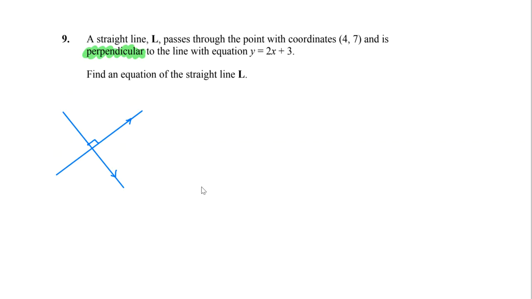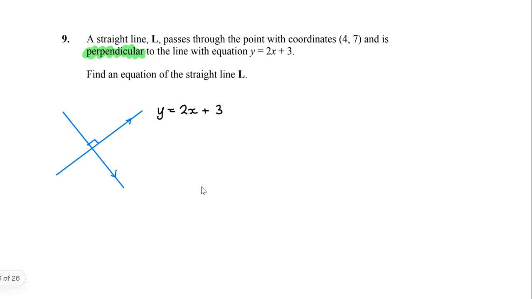So this line here, 2x plus 3, how do I know that's the 2x plus 3 line? Good, because it's going up. If it was going down, it would be a negative. Good. So we've got two things here.